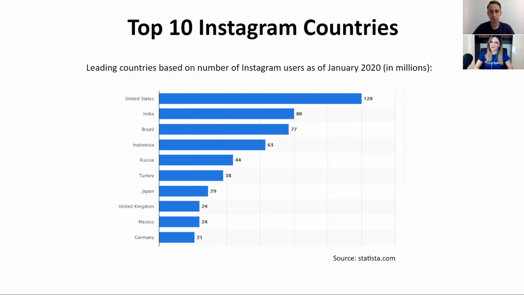More than that, if you're selling on the United States marketplace, you can check on Google the top 10 Instagram countries, and you can see that the United States is number one with more than 120 million active users per month. Also, India and Japan are big marketplaces, and the UK and Germany. So you really want to be where your customers are. That's for sure.